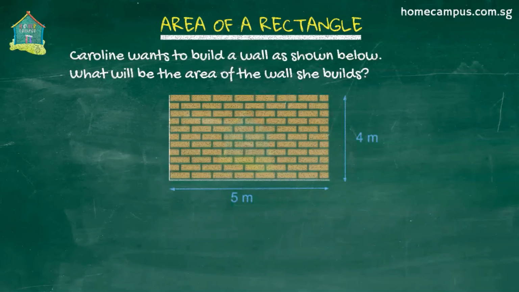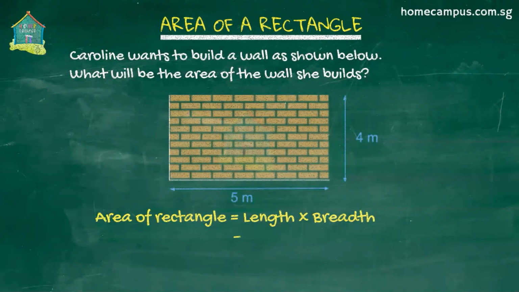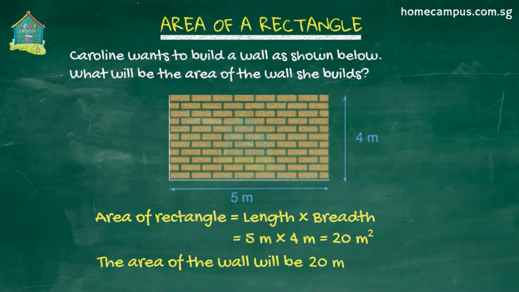Here, the length of the rectangle is 5 meters and the width, which in the case of a wall is referred to as the height, is 4 meters. Then the area of the rectangular wall will be 5 meters times 4 meters, which is equal to 20 meters square. Meter square is the unit of area. So, remember that the area of a rectangle is the product of its length and breadth.